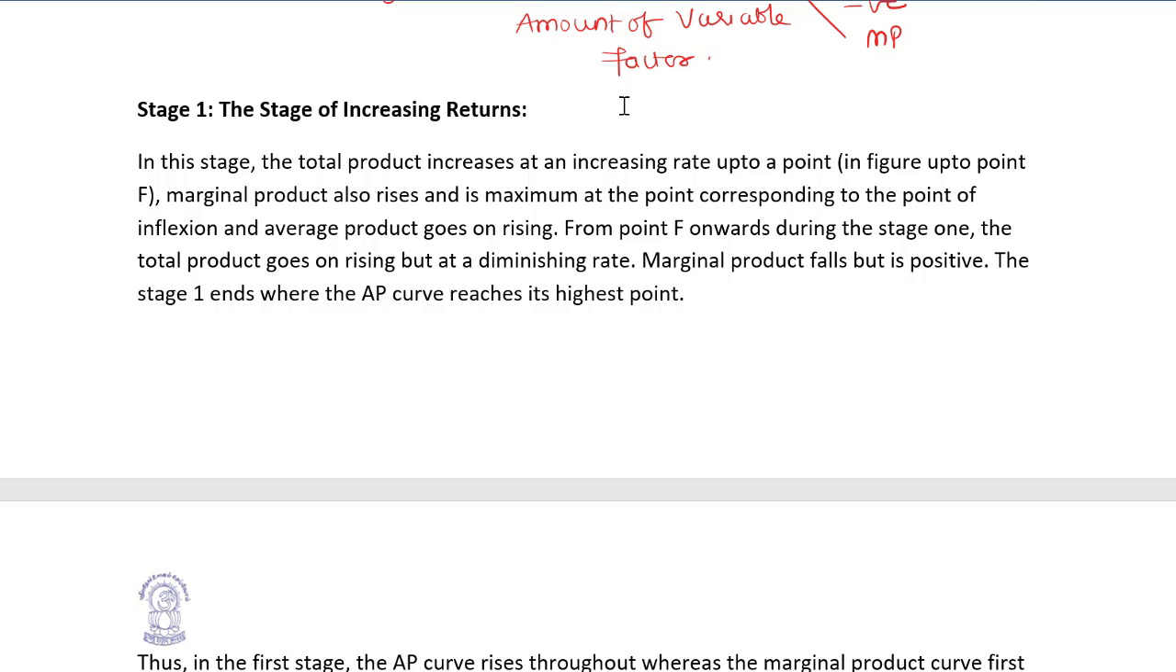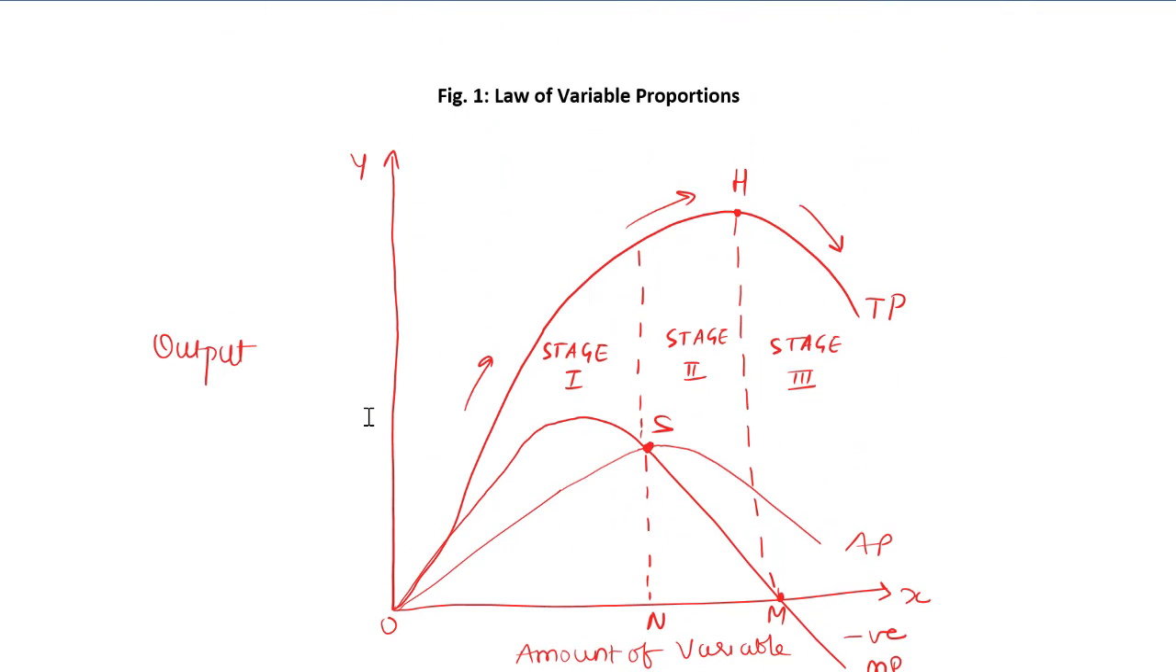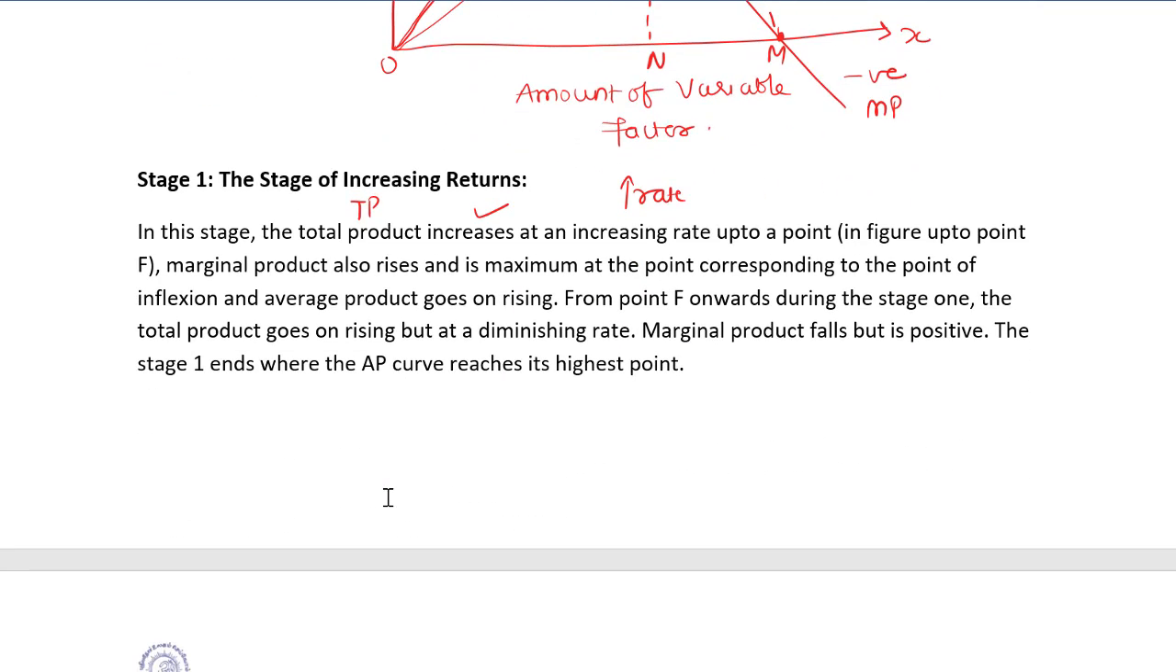The first stage is the stage of increasing return. In this stage, the total product increases at an increasing rate up to a point in the figure, up to point F. You can write it over here. This point F is known as the point of inflection. Till here, the total product is increasing at an increasing rate.